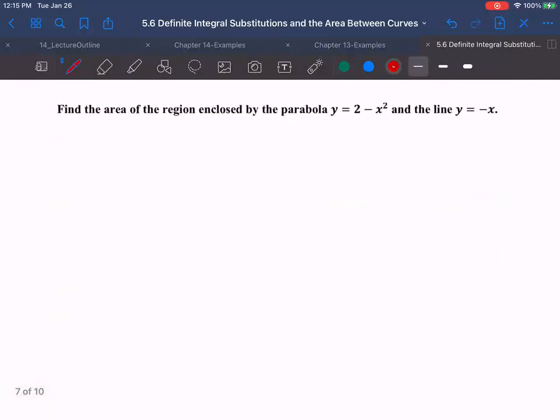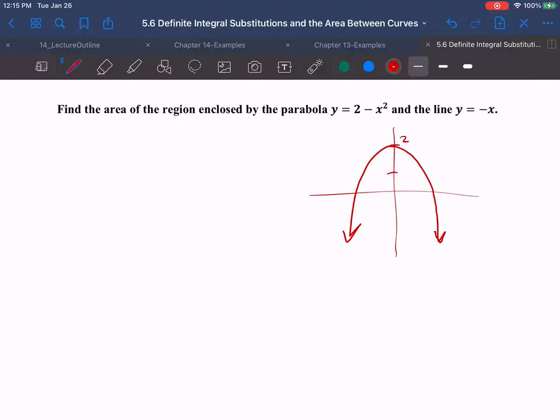Here, find the area of the region enclosed by the parabola y equals 2 minus x squared and the line y equals negative x. So we'll start off by drawing this to help us see it. So when we draw this, who can tell me what is 2 minus x squared? What does that look like? So close, up 2, but not U-shaped, upside down, because it's that minus x squared. So good. So that's going to be something that does this and does like that, right? And that's at 1, 2.